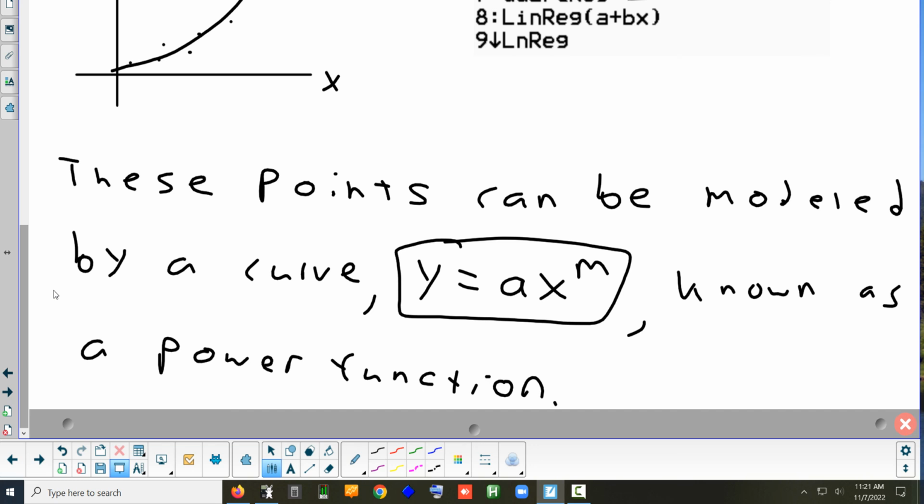Before you use a power regression, you have to decide, is a power regression the type of curve I should even try? Right? Because the calculator can do lots of them. Why should I use this one? Well, using logarithms, you can figure out if this is the best one to try to do.